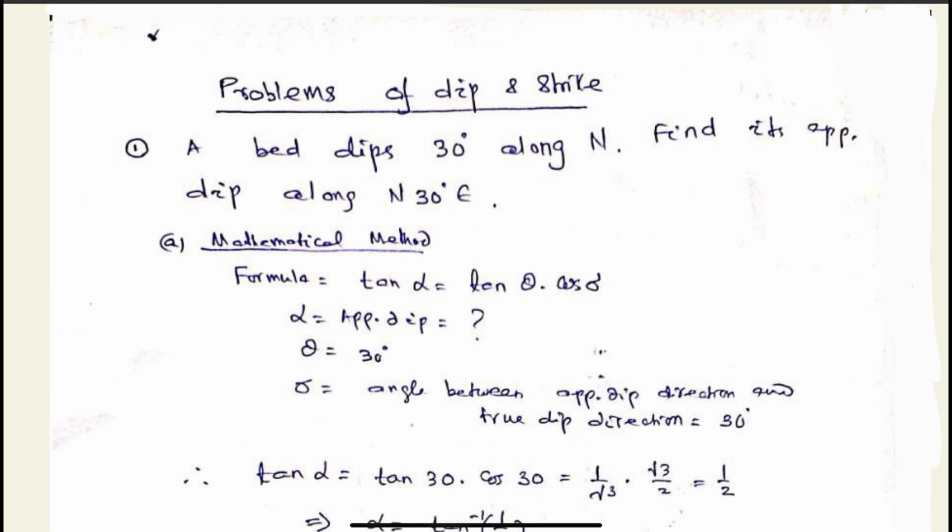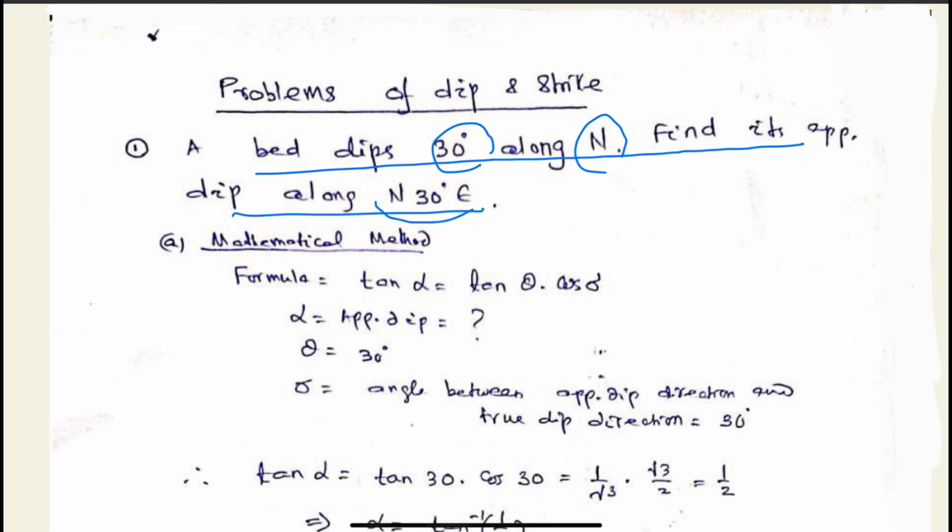Now we will switch over to the dip and strike problems. We can solve these problems mathematically. We can solve these problems by drawing geometrical diagrams, or we can solve these problems by using the stereonet. So let us take a simple example. A bed dips 30 degrees along north, find its apparent dip along north 30 east. So here we have been given the dip amount and dip direction, and we have been asked to solve its apparent dip along a different direction.